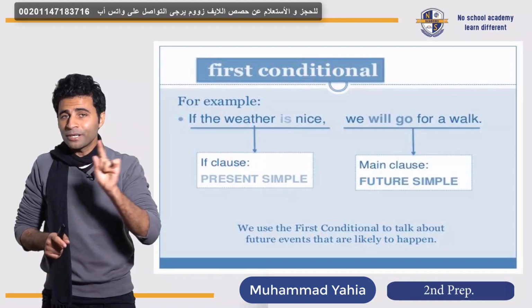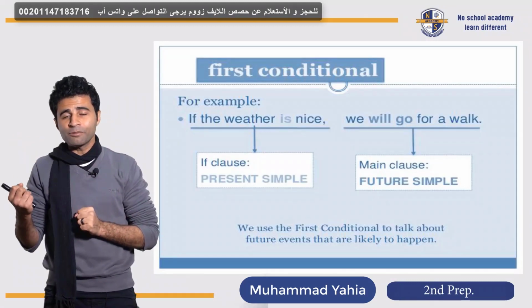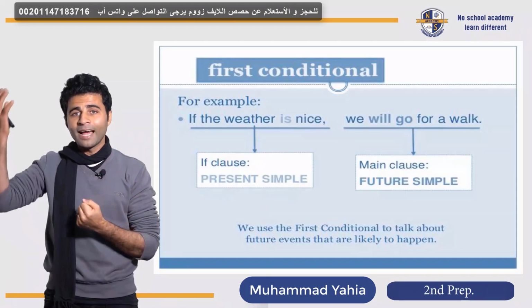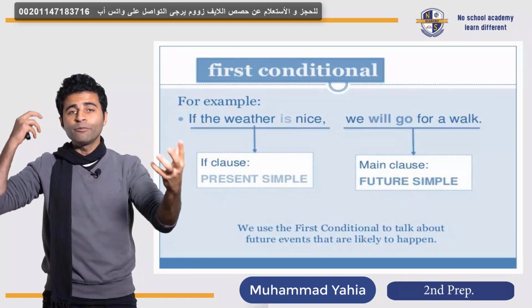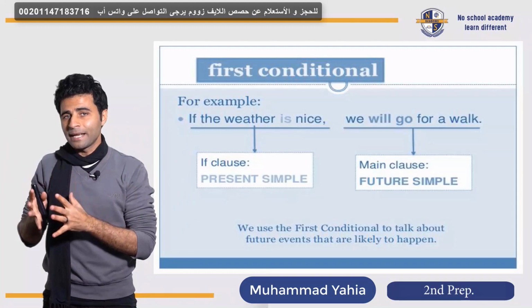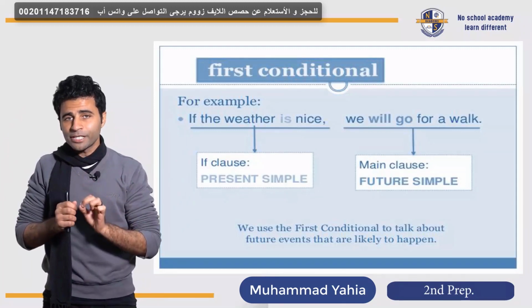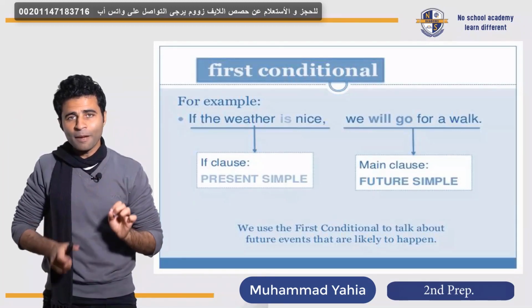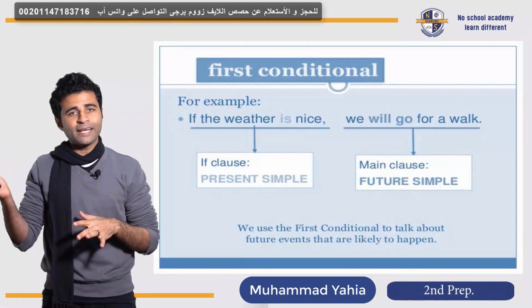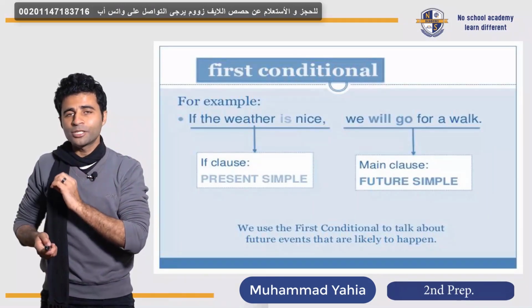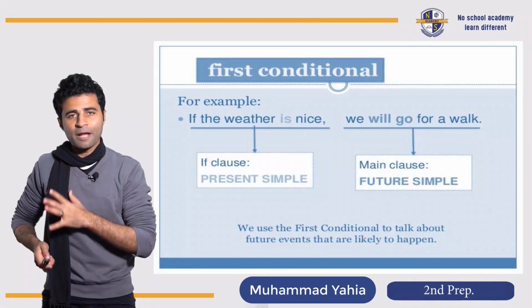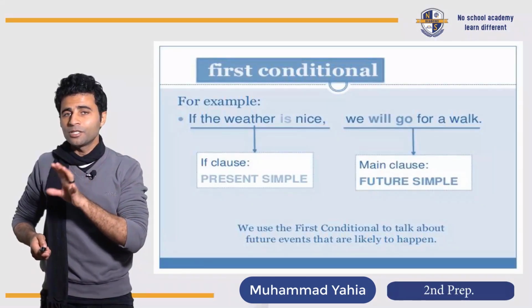If you don't pass your exam, it's an imaginary situation. I wish I had studied. I wish I studied harder. I would pass my exam. So the first conditional of if is possible to happen in the future, but the second one, it's not possible to happen because we cannot change our actions that happened and finished in the past.